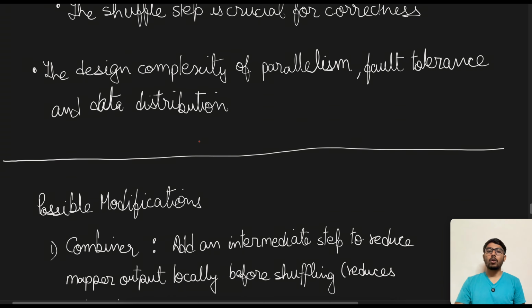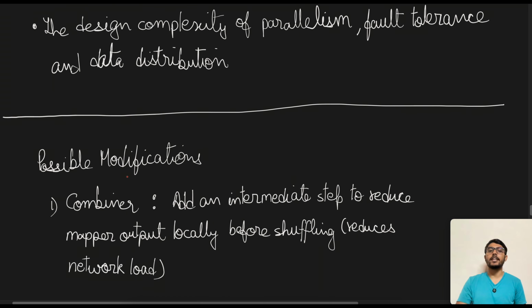Now some possible modifications that can be made to the MapReduce architecture are: first, combiner. So we can add an intermediate step to reduce the mapper output locally before shuffling, right. So if the mapper output is less, then the shuffling will take even less time, because a combiner would go to multiple mappers and do the job of the shuffler to some extent. It doesn't need to go to each and every mapper, that part is already done.